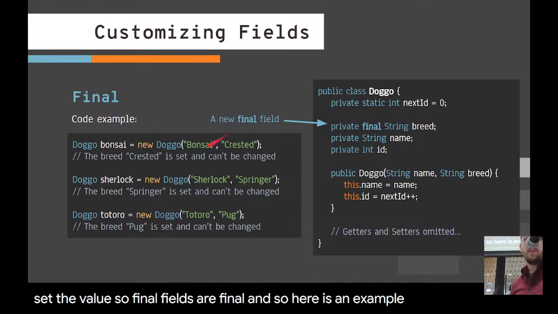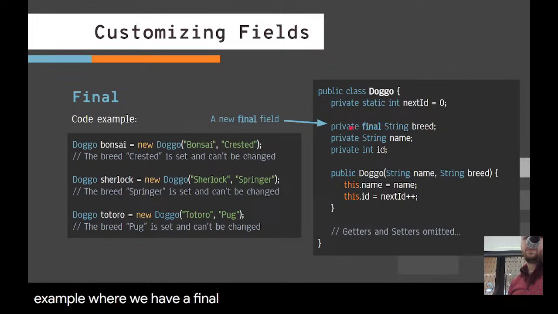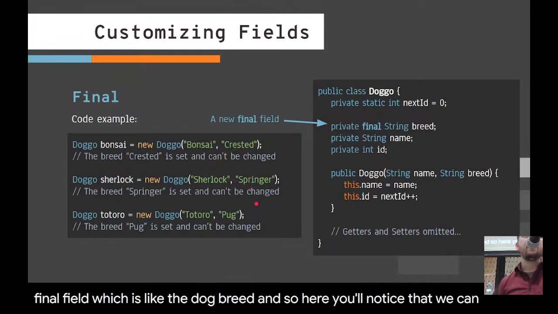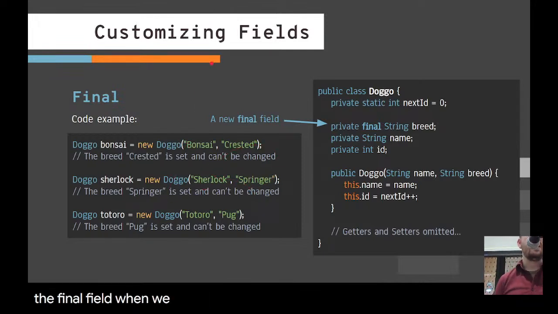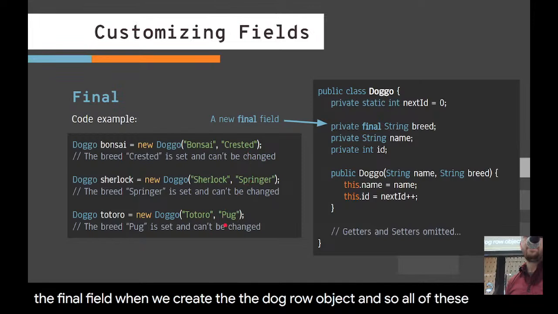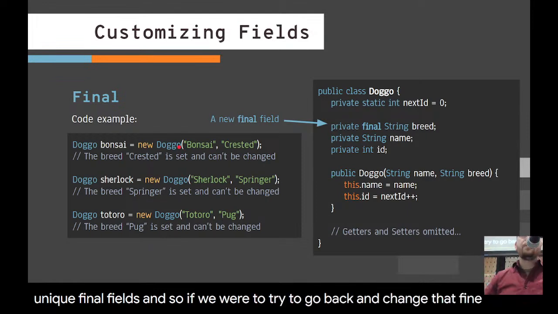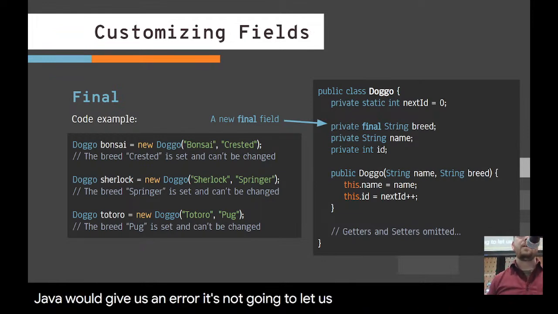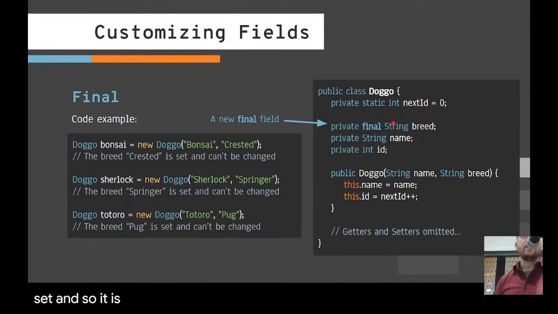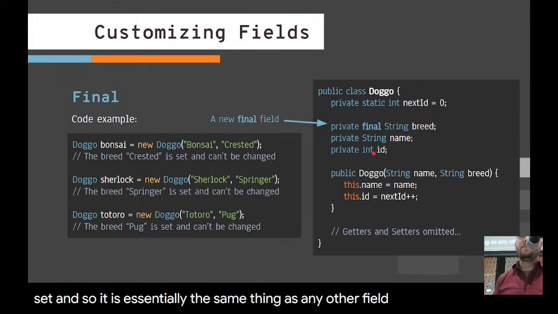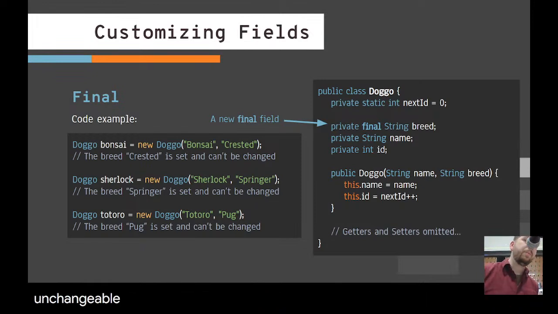And so here is an example where we have a final field, which is the dog breed. Here you'll notice that we can set the final field when we create the doggo object. All of these have unique final fields. If we were to try to go back and change that final field, Java would give us an error. It's not going to let us change the final field once it is set.